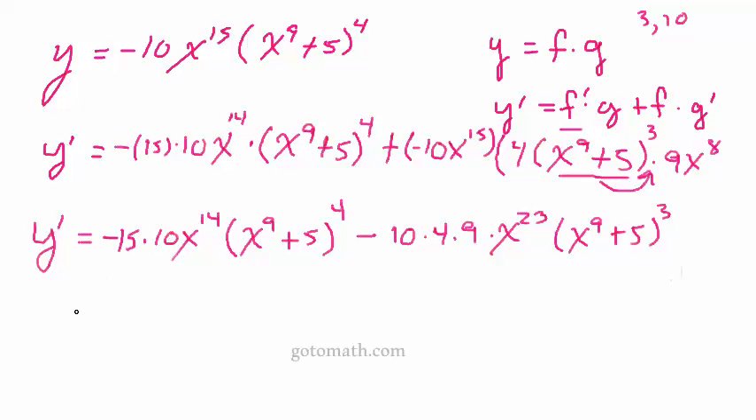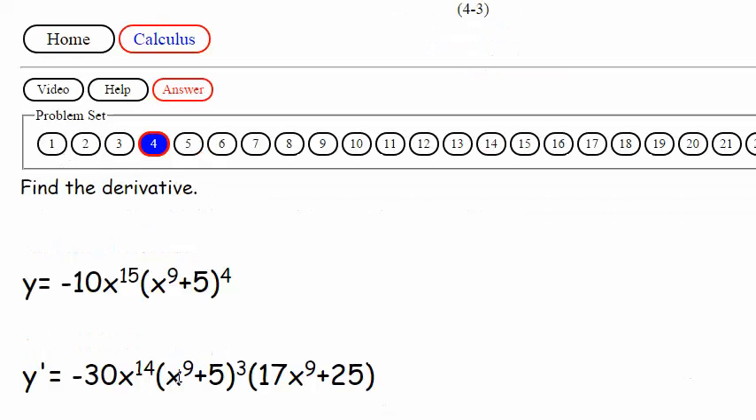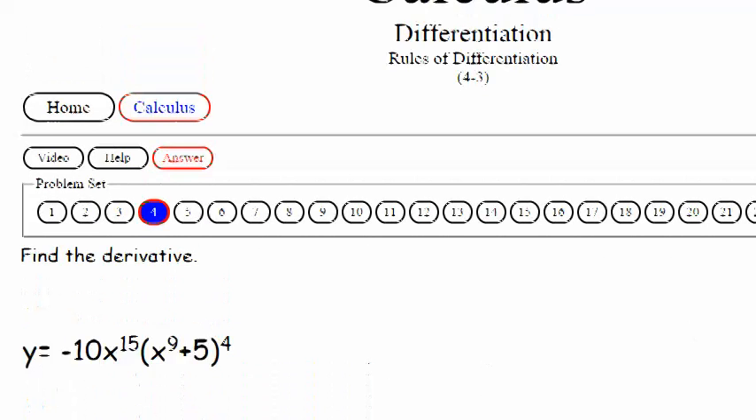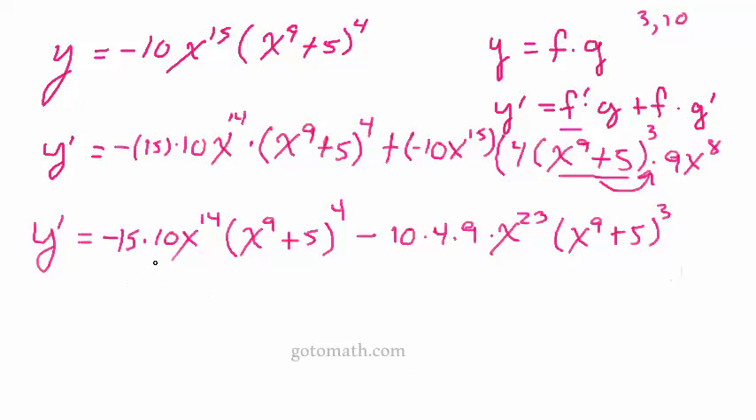15 times 10. Okay. Sometimes it's a whole lot easier to look at this when we go to factor things out. Let me hit the answer here. And yes, I factor the thing completely down in the script. So I guess we should probably do that here. It's not that big of a deal.